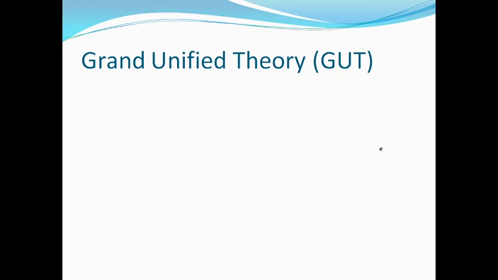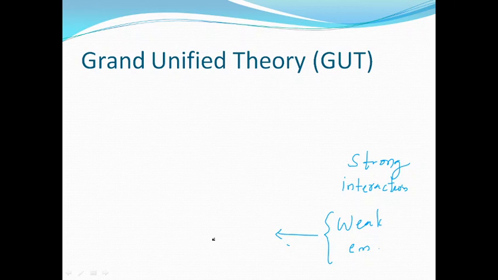Now there have been some attempts to unify this strong interaction with the electroweak theory. So we have strong interaction, weak interaction, and electromagnetic interaction. Weak interaction and electromagnetic interaction were already unified under electroweak theory. Now there have been attempts to merge the strong interaction with the electroweak theory to develop a new theory called grand unified theory.